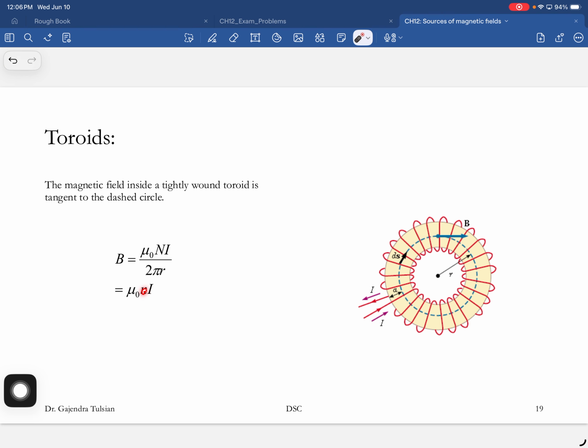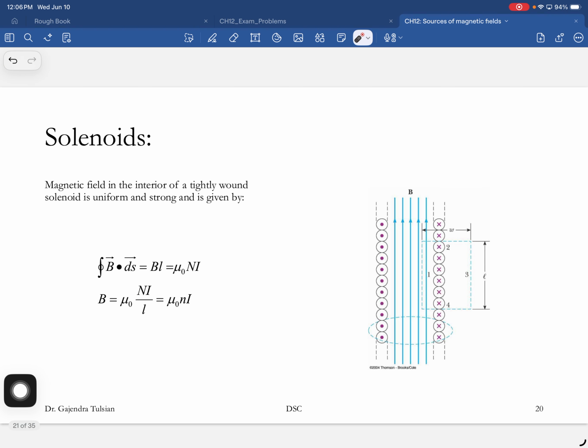And you can wind more wire, you can pass a higher current. How do you pass a higher current? Lower resistance. You make a superconducting wire. And so the advantage of having a superconducting wire is that it doesn't heat up.